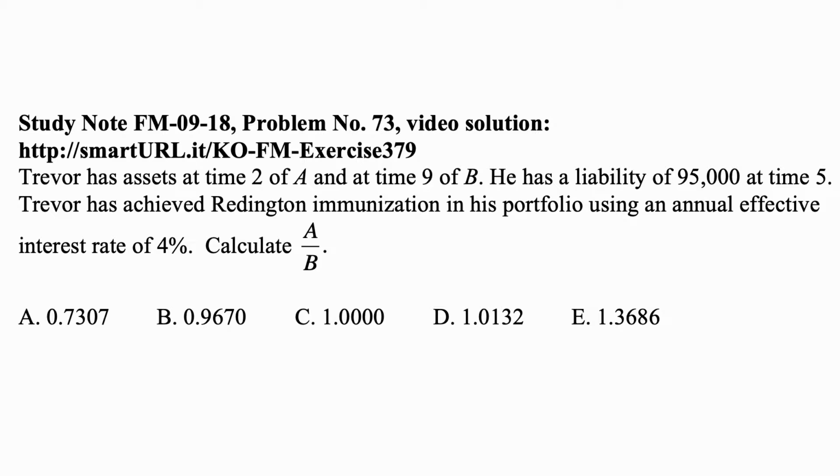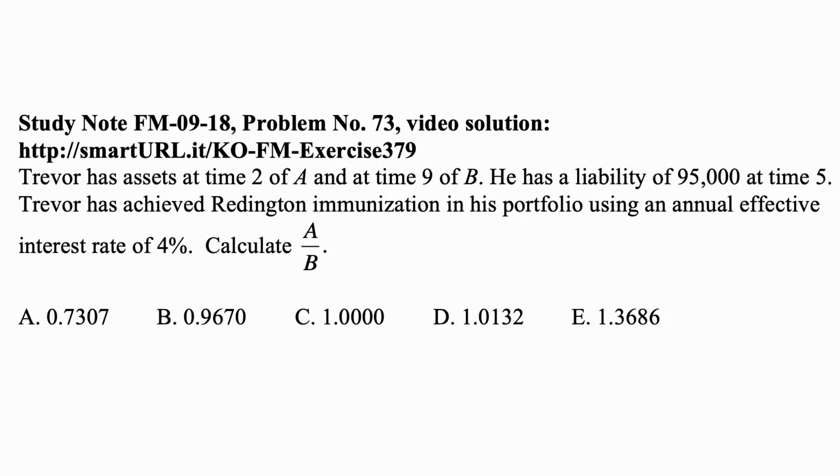Here's a problem for today for exam FM on financial mathematics. Trevor has assets at time 2 of A and at time 9 of B. He has a liability of $95,000 at time 5. Trevor has achieved Redington immunization in his portfolio using an annual effective interest rate of 4%.